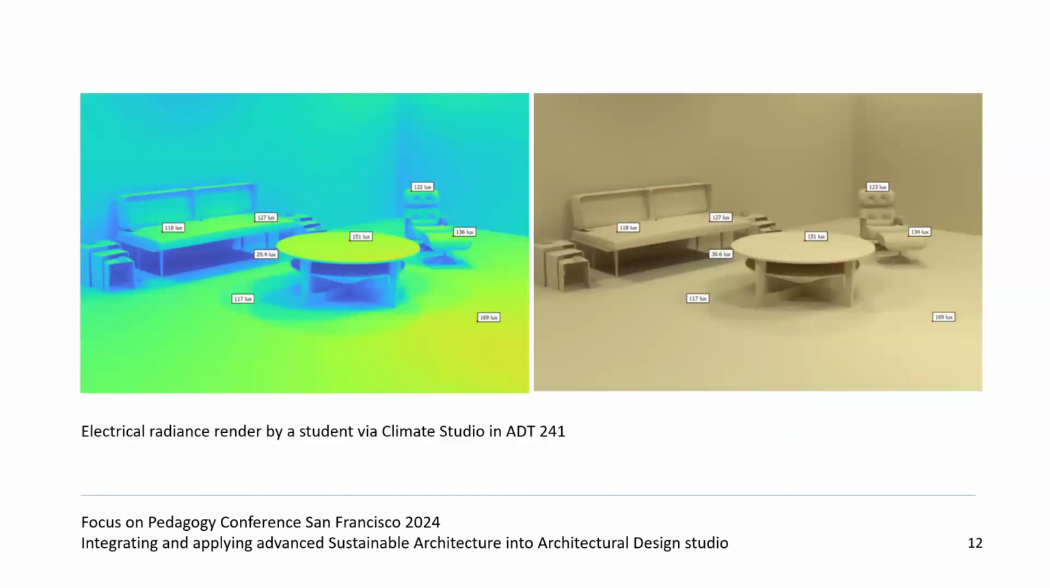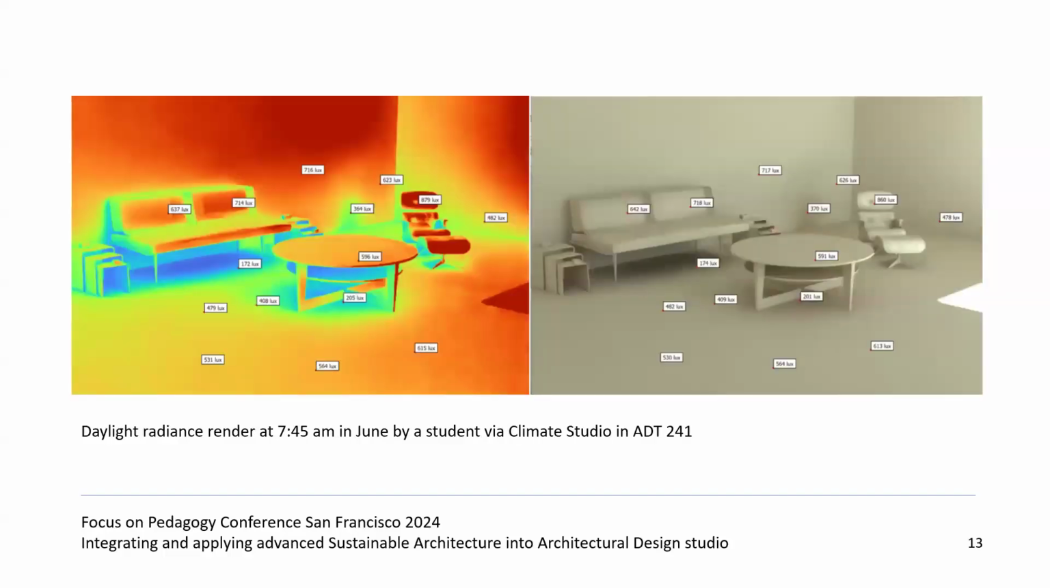Here the students also conduct some analysis, for instance, the electrical radiance render, to figure out what the electricity density in the rooms is, and how many electrical fixtures they need to reach the appropriate lux in the spaces. So here you can see that they use the electrical radiance render to make sure that they have enough electric light on the different workspaces. They also did the same for the daylight radiance.